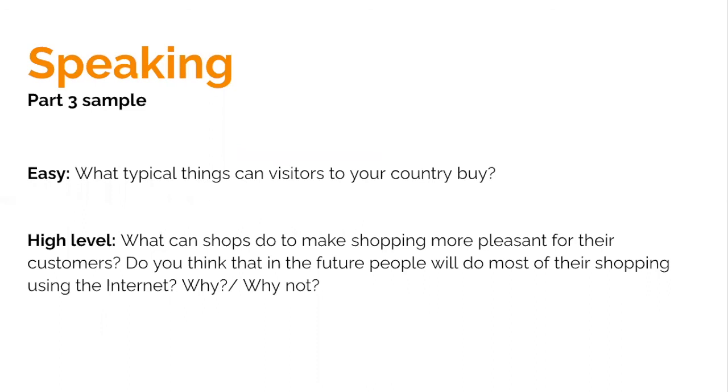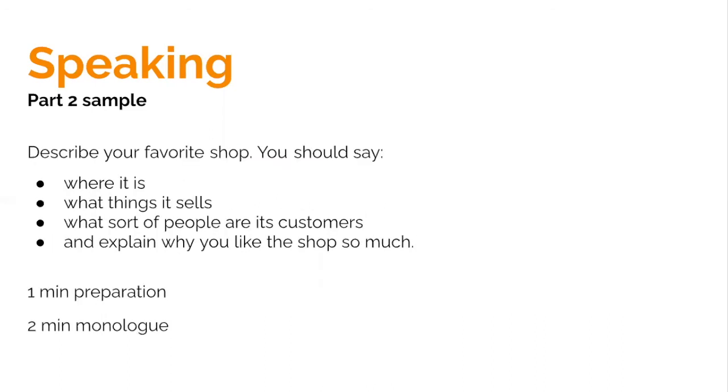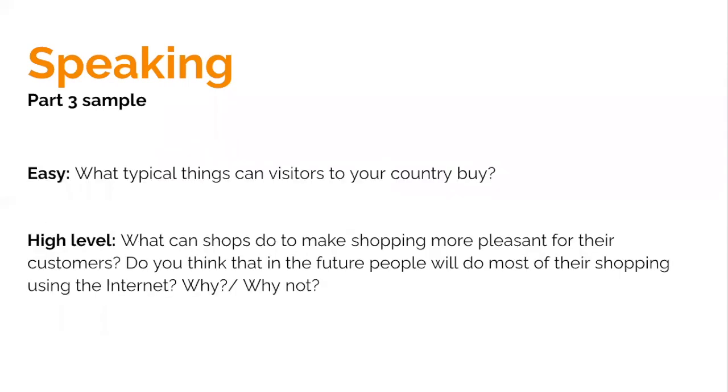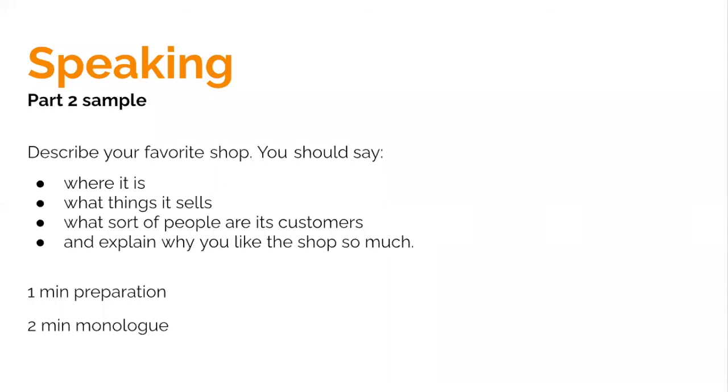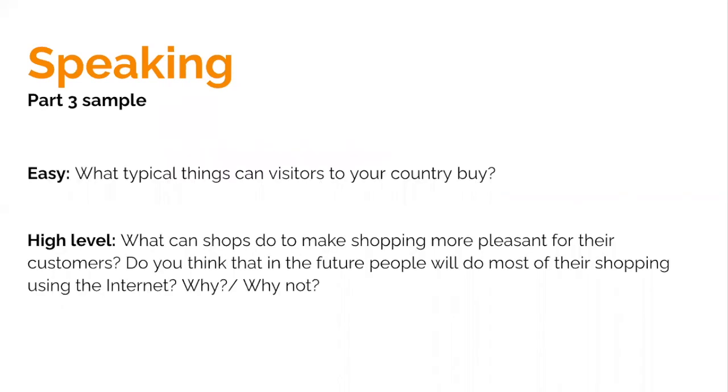Guys, for part three, the questions will be different. Typically, it's 2-3 questions. Usually 2 questions are enough for the examiner to understand your level, but sometimes 3 questions are asked. The topic of the questions is connected with the topic of part two. If in part two, the topic was describe your favorite shop, then the questions on the third part are going to be, for example, what typical things can visitors in your country buy? Or do you prefer online shopping or shopping in malls in real life? These questions are going to be connected somehow to shopping, to the topic.